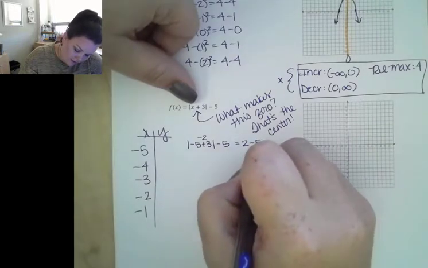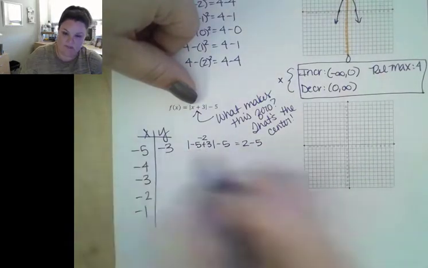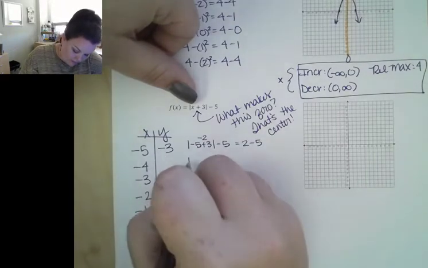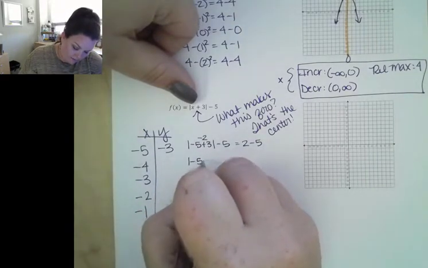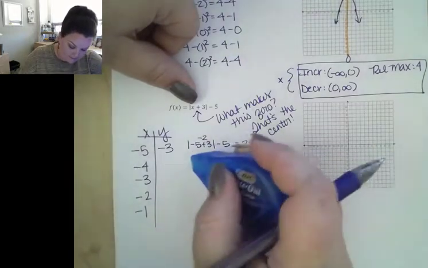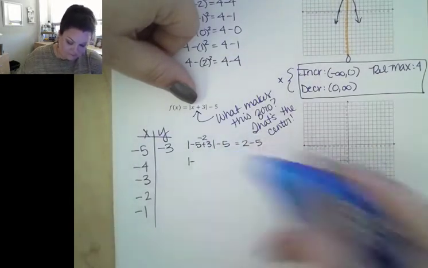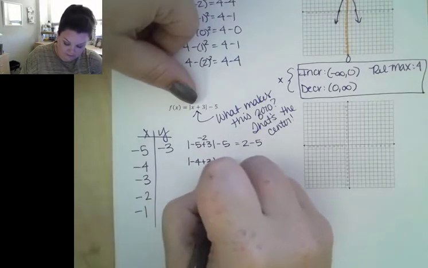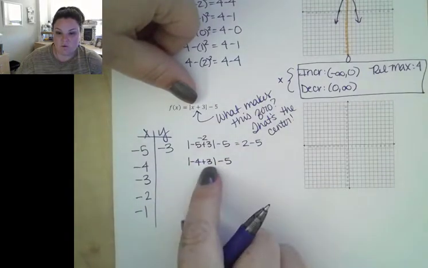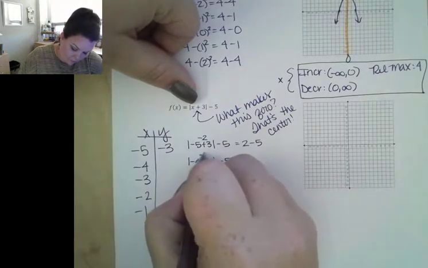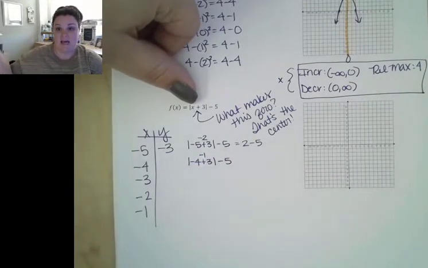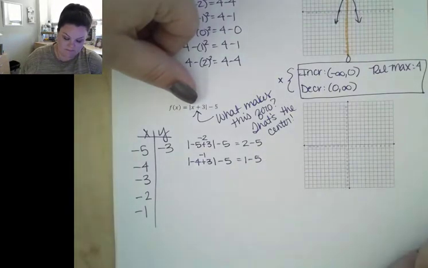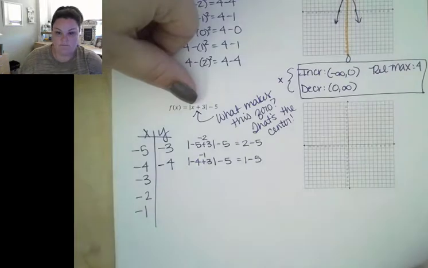So we get 2 minus 5, which is -3. Okay. I want to do the same thing with -4. The absolute value of -4 plus 3, minus 5. -4 plus 3 leaves me with a -1. But that -1 comes out of the absolute value positive. So I have a +1 minus 5, which gives me -4.